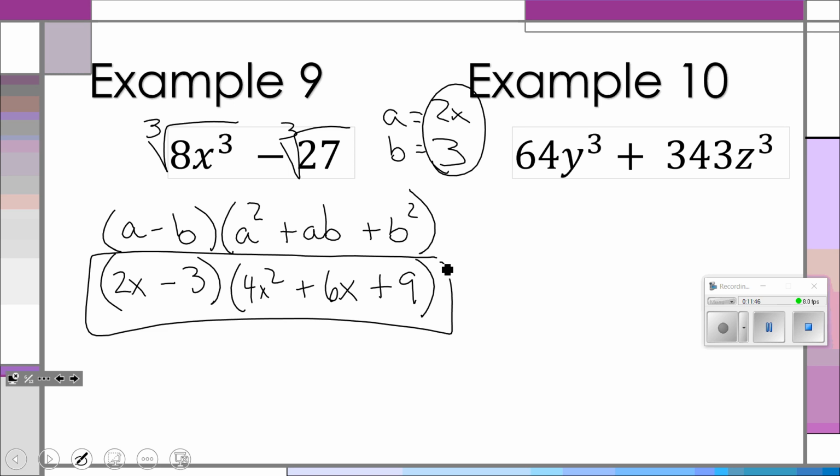The cube root of 343 is 7. What's the cube root of 64? You've got to be careful, because people look at 64 and automatically think square root. They think 8, but it's just 4. Cube root: 4 times 4 times 4. So the cube root of 64 is 4.